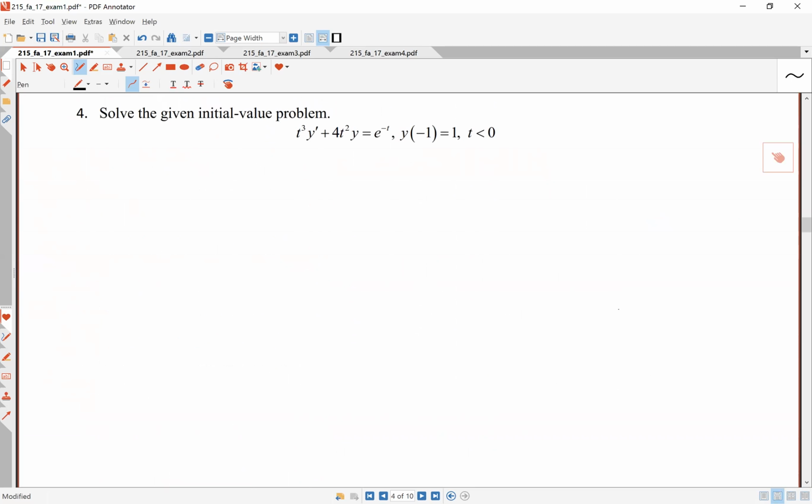Solve the given initial value problem. We did these by integrating factors. We divide by t cubed: y prime plus 4t squared over t cubed, which is 4 over t, times y equals t to the negative 3 e to the negative t.